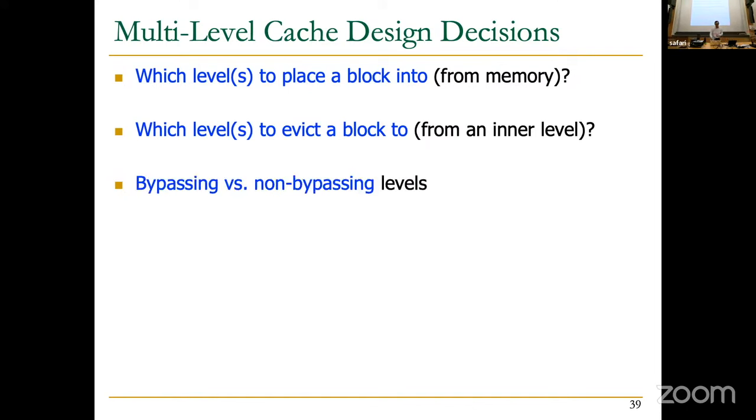Okay, so bypassing versus non-bypassing of levels actually is important. Essentially, that's what we're talking about. Which levels do you bypass? Which levels do you not bypass? There's a huge design space over here. And then there's another design decision, which is called inclusion in memory hierarchies. Your memory hierarchy can be inclusive, exclusive, or neither. It's called non-inclusive. And there are all kinds of processors that implement these different types.